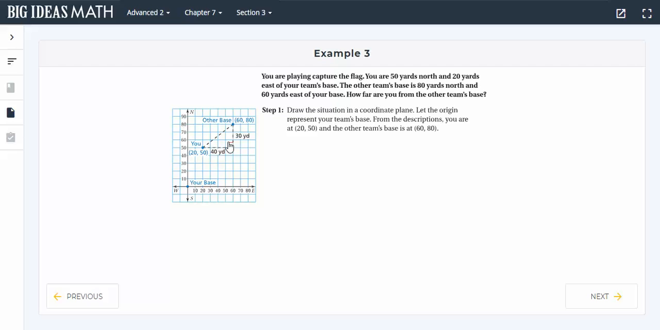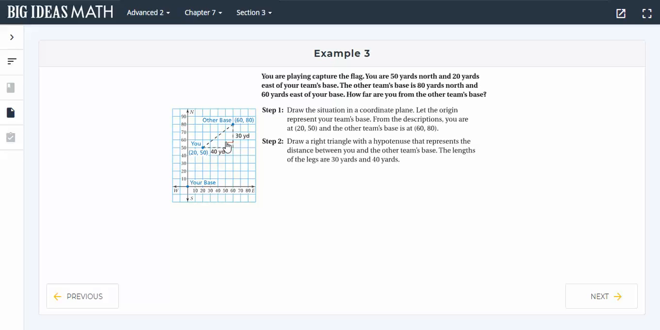When you travel east and then straight north, there'd be a 90-degree angle here. What we're trying to figure out is this hypotenuse, the distance between you and the other team's base. So that's step two. Draw a right triangle with a hypotenuse that represents the distance between you and the other team's base. This is our hypotenuse because it's opposite this 90-degree angle, and the lengths of our legs are 30 and 40.